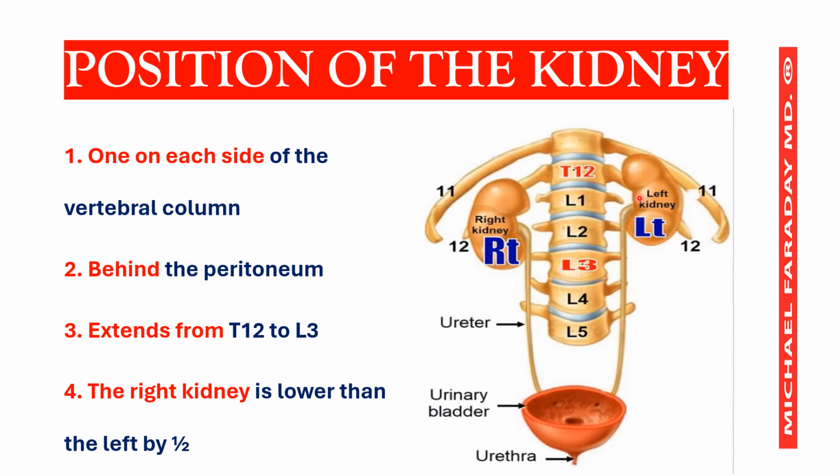Again, the kidney can be found on each side of the vertebral column. One here, one here. This is the right kidney, this is the left kidney. We said that it's a retroperitoneal organ, which means that it is found behind the peritoneum, a membranous lining which covers the abdominal cavity. So it extends from T12 to L3. Also, the right kidney is slightly lower than the left kidney.